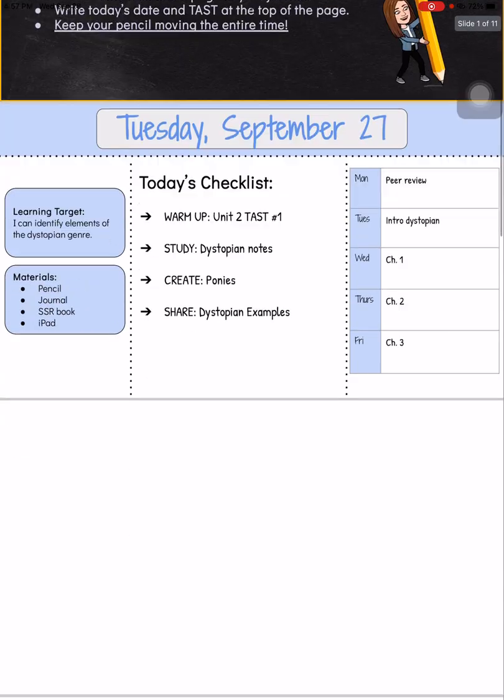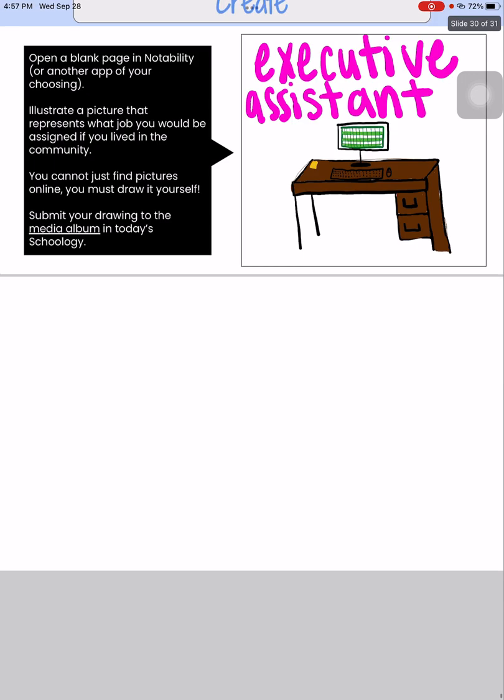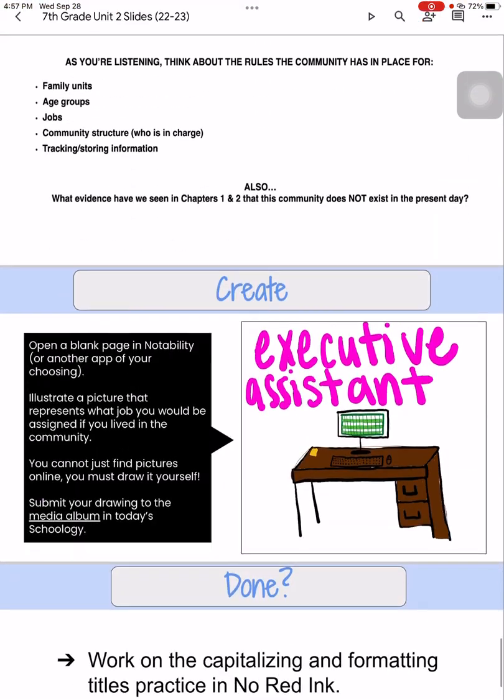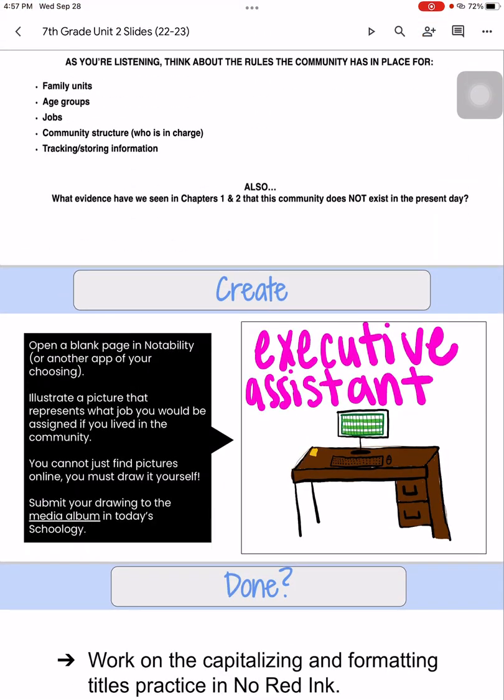Okay, so that's the end of chapter 2. So we have learned what the ceremony of 12 is. We have learned that they get their job assignment when they turn 12.